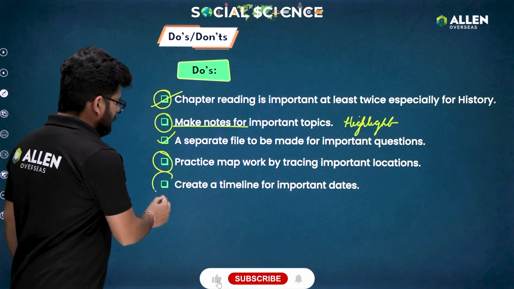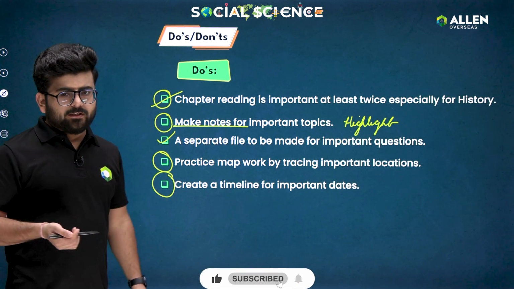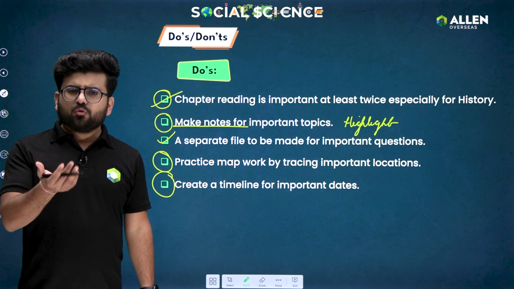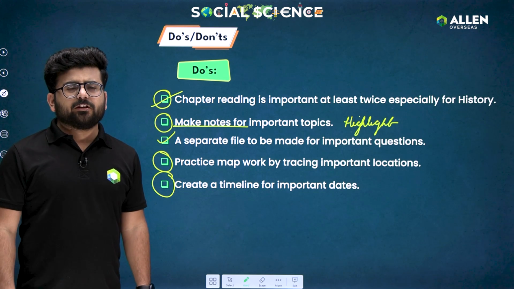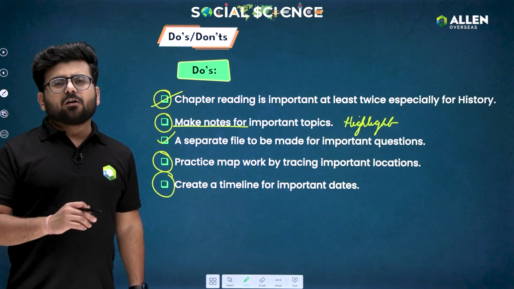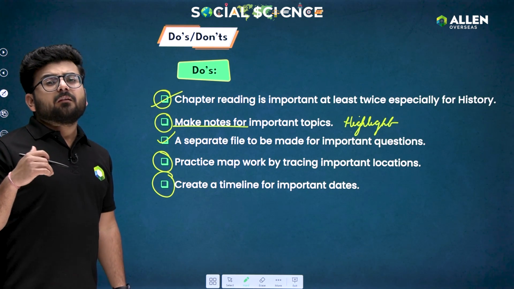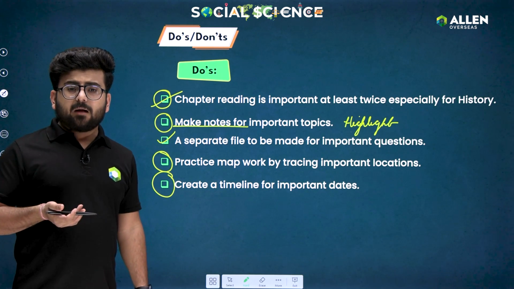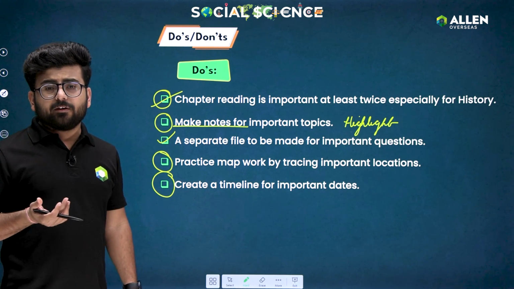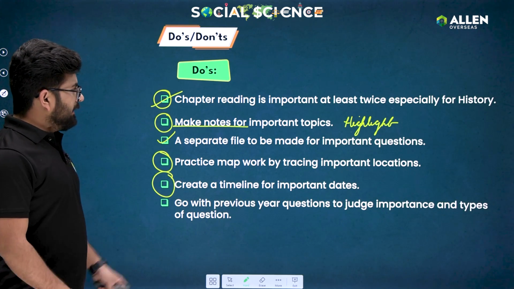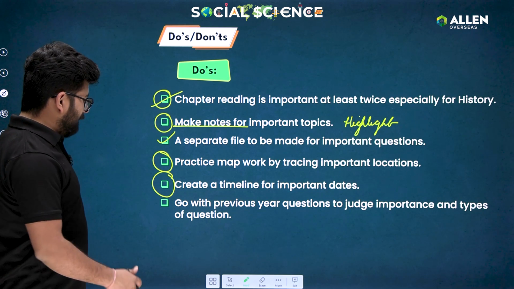Next, it is very important to create a timeline of important dates. Although you won't get more than 2 questions on important dates in objective questions, even after that it is very important to know the exact dates. For example, when the Greek War of Independence happened, when German unification happened, and many other dates are very important. So these are the practices which you will have to inculcate.